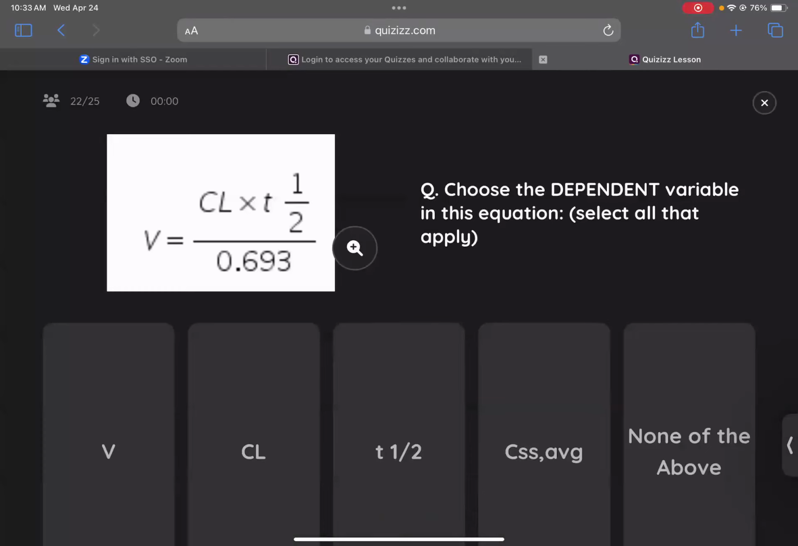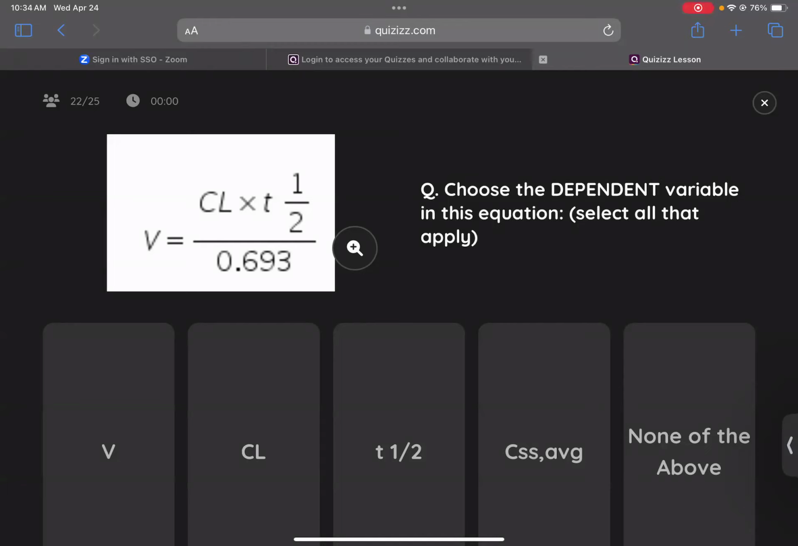Okay, does clearance determine volume? Shamaka, did you say no? Oh, I thought you said something. Who said something? I heard no. And you're right, Eden. Why? Clearance does not determine volume, right? What does determine volume?